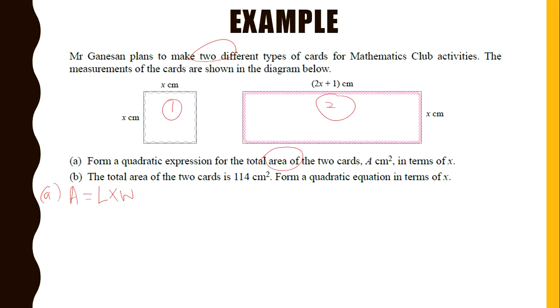Okay, so it wants the total area. Total area means both cards. But to calculate the area, we must calculate one by one. So we calculate the area of the first card. I write A1 here. Okay, so the formula is length times width. The length is x cm, the width is also x cm because it's a square. So the area is x centimeter square. Area of the first card.